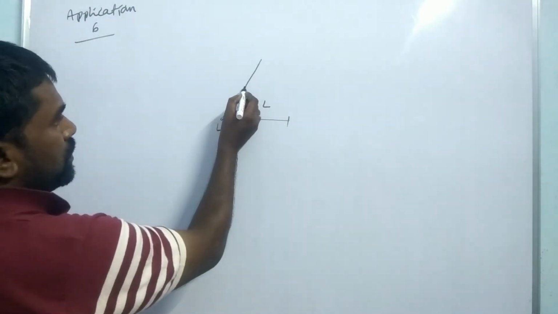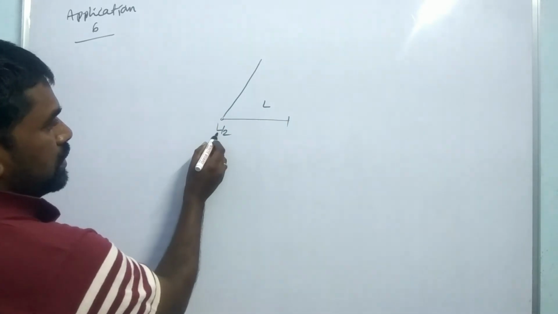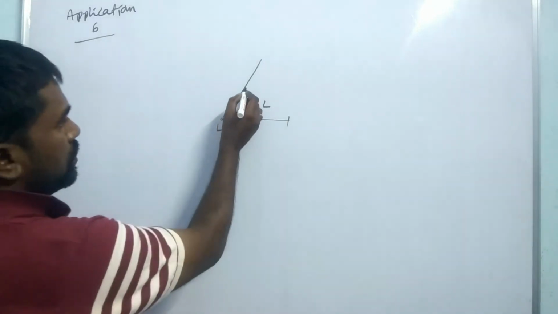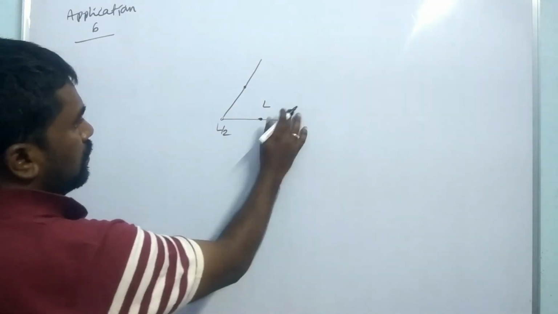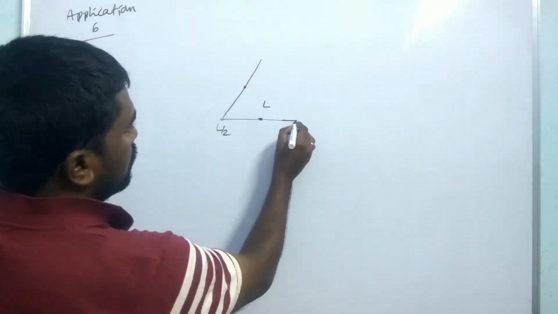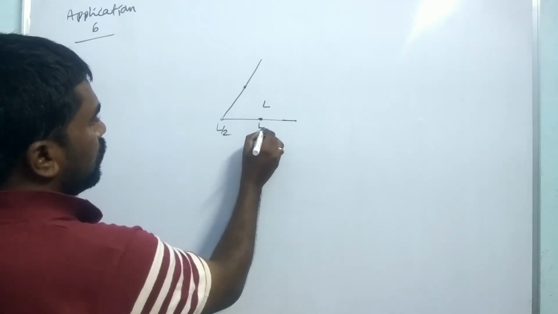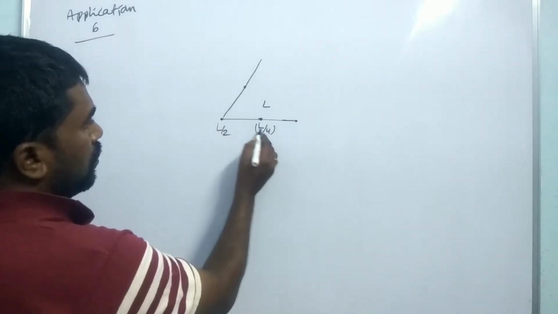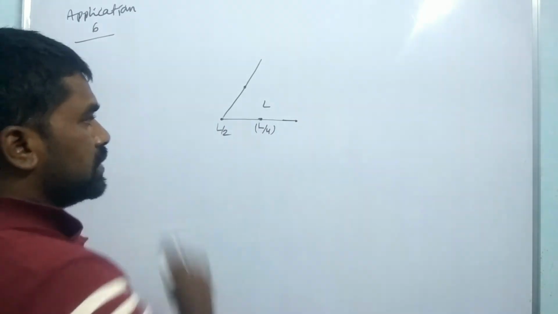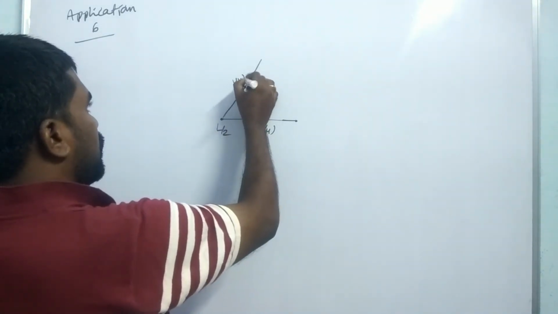Now the shift in the center of mass. At first the center of mass is at L by 2. Now this is the center of mass and this is the center of mass here. How much is it? The bent part has length L by 2, and its center is at L by 2 by 2, which is L by 4.